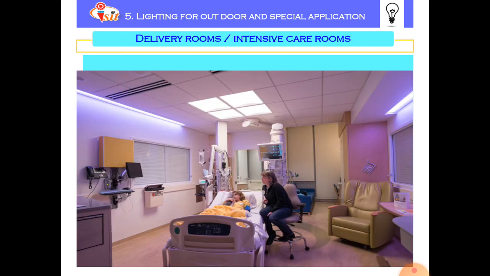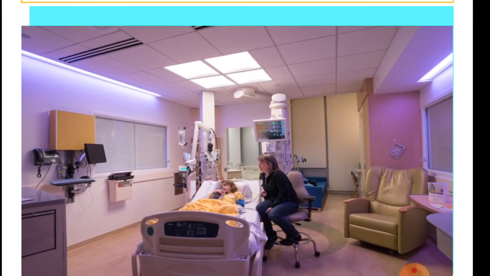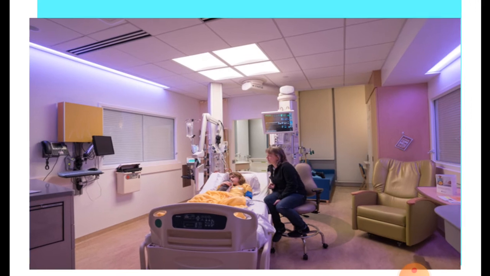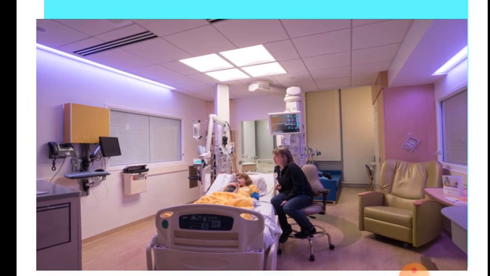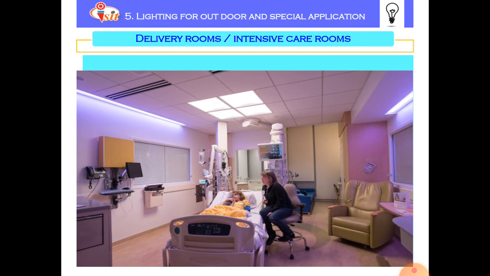Take a look at the delivery rooms or intensive care room. It has a very colorful light as well, and various ceiling mounted luminaires are installed in the intensive care room. In the intensive care room, emergency A grade lighting is provided, which consists of a number of backups for the ICUs.